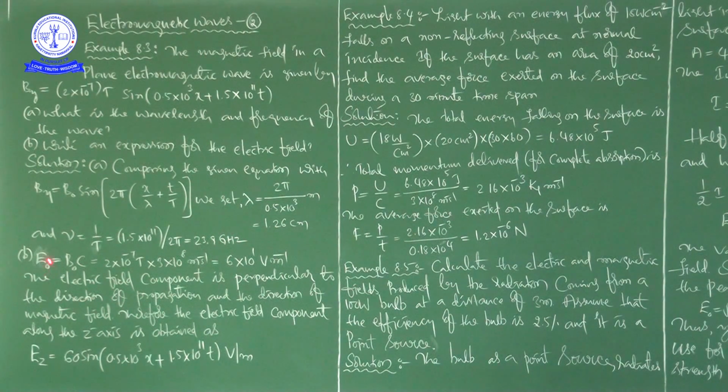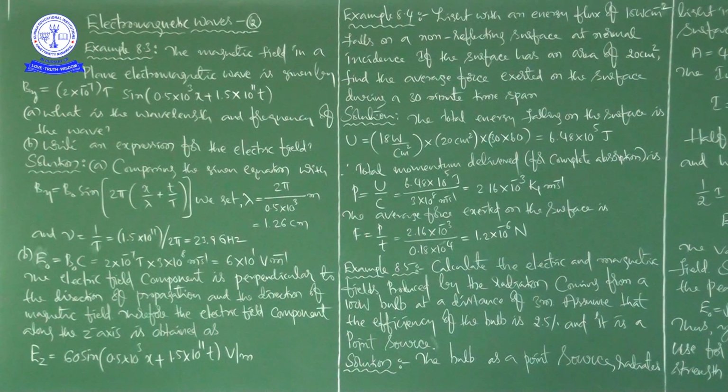Next, B. Here first we calculated the E naught value. After knowing the E naught value, you can write the expression for the electric field. But direction is also important because electric field is a vector quantity, no? So the electric field component along the z-axis is obtained as. But while writing the expression for electric field, the electromagnetic wave picture, the definition of electromagnetic wave, also helps you. Next, example 8.4.